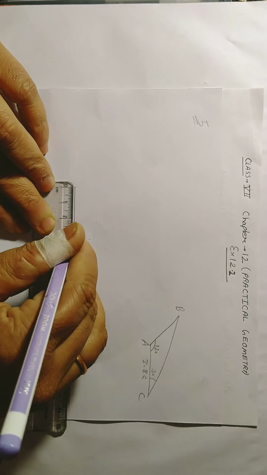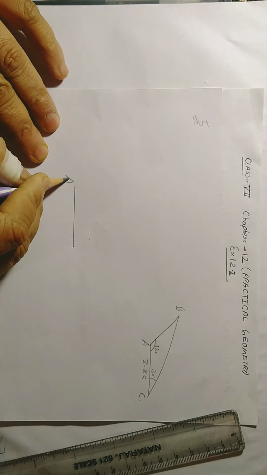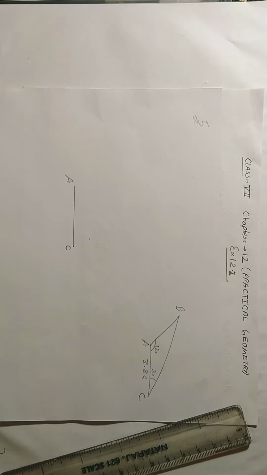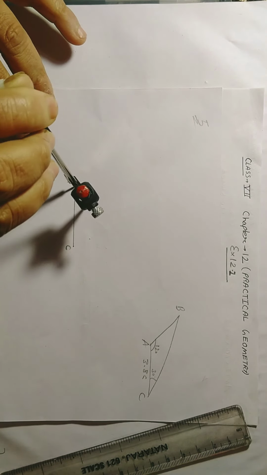and join these two endpoints. So it is a line segment AC. Now according to the rough figure, we have to draw angle 120 degree at point A. Again same procedure discussed in the previous video.